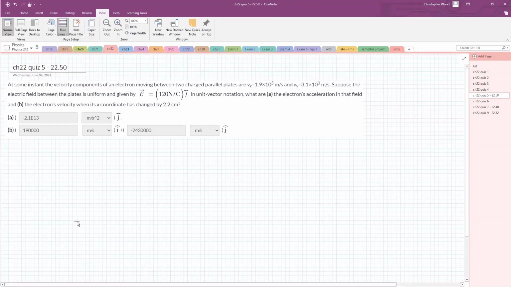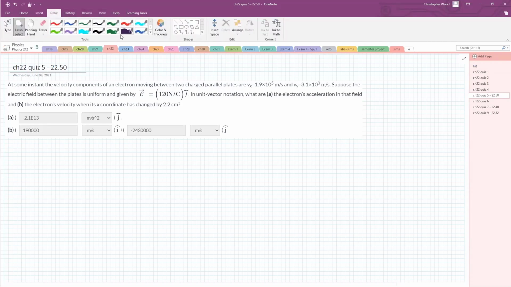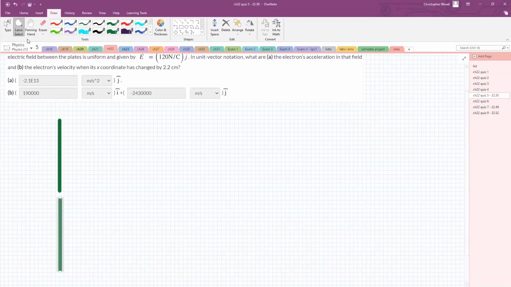At some instant, the velocity components of an electron moving between two charged parallel plates is given. So first thing, I'm going to draw parallel plates. And parallel plates is like a magical term because that means capacitors. Capacitors are found in animal cells, plant cells, and all sorts of electronic equipment. So that's why capacitors are really at the heart of a lot of electronics and biological systems and chemical systems.